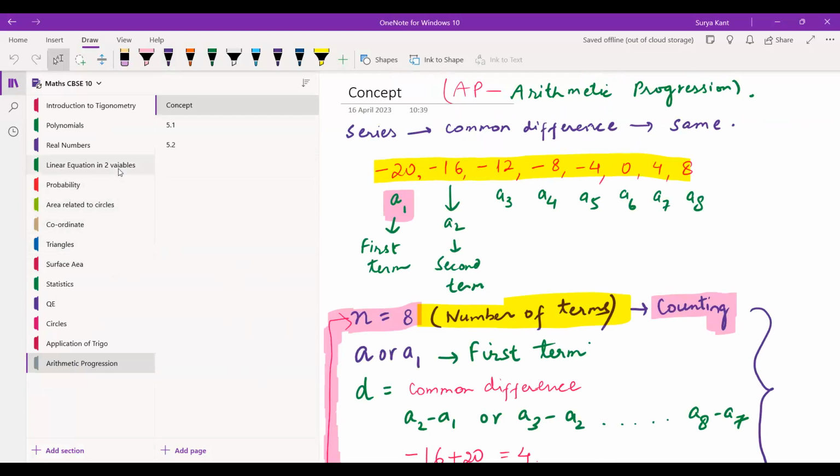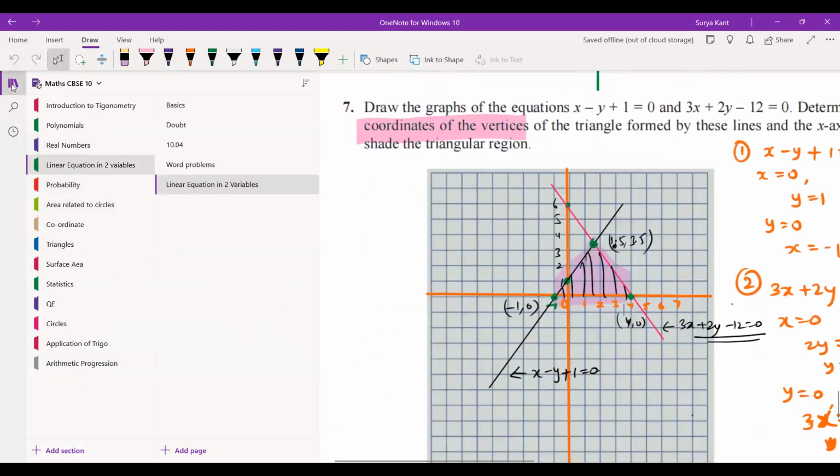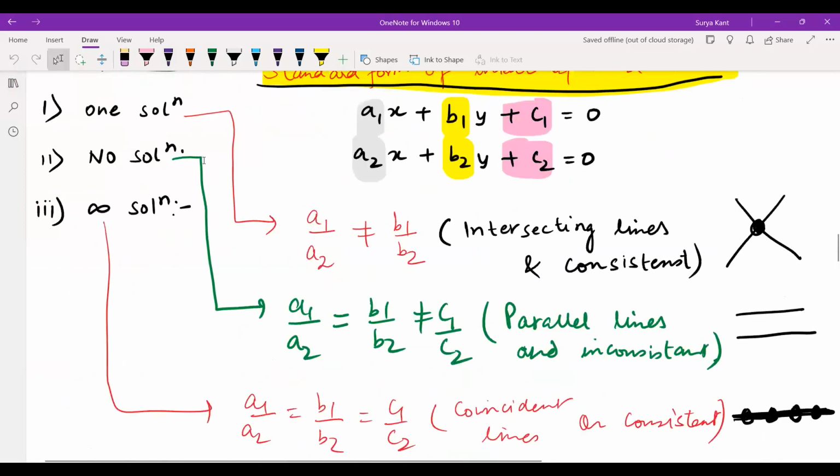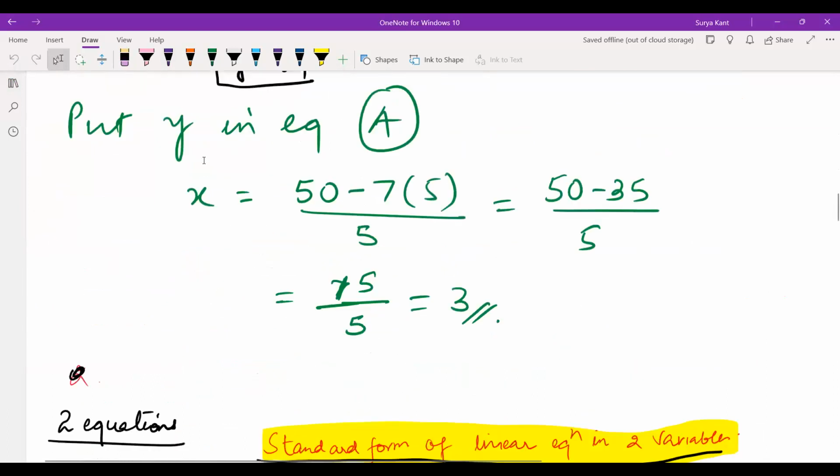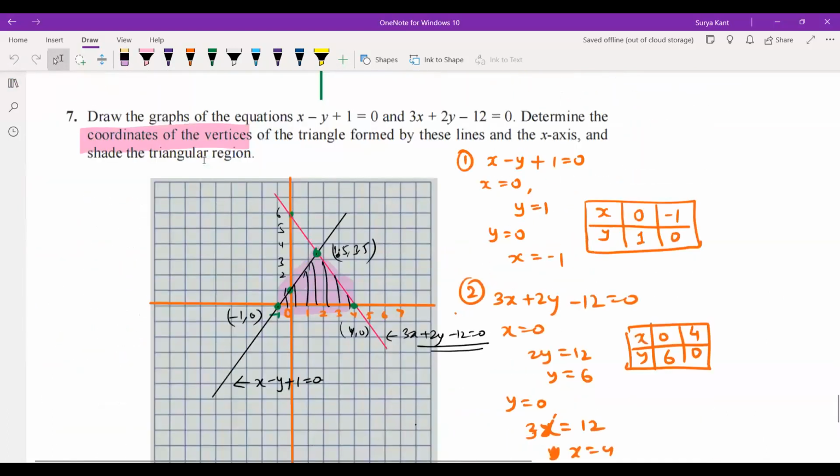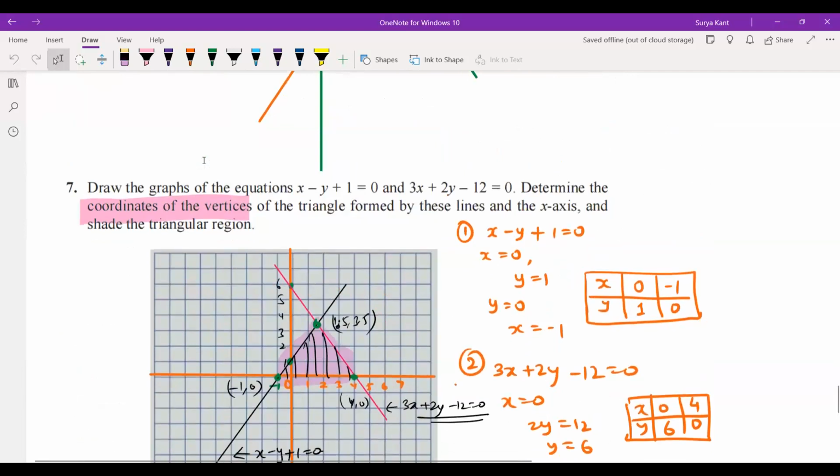So we are doing linear equations in two variables, right? Which exercise have we done? We have finished the first exercise, I believe, right? Then, let me check. Rani and Tanishka, on your cameras.